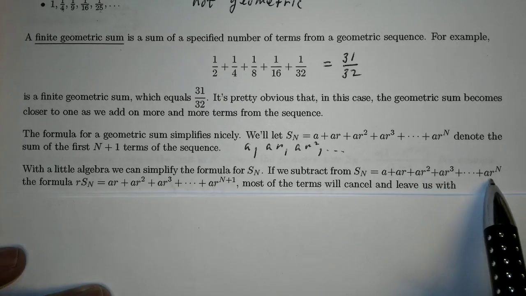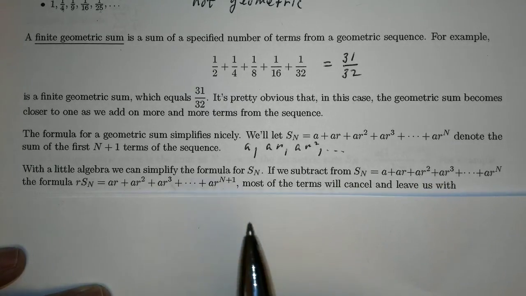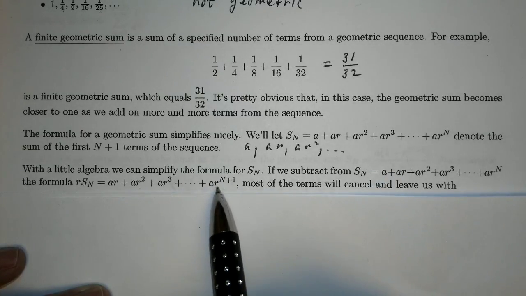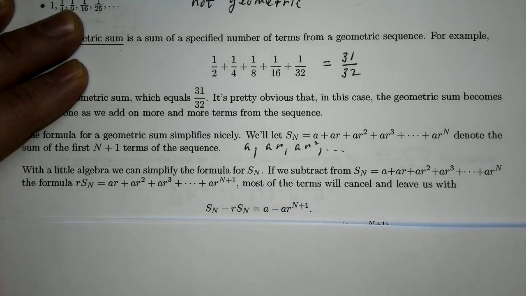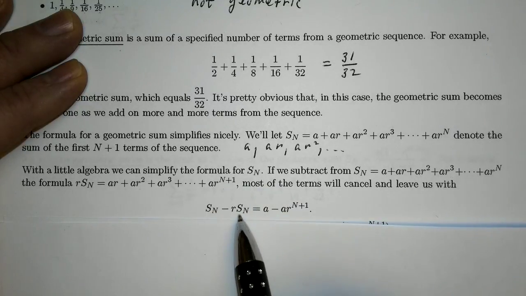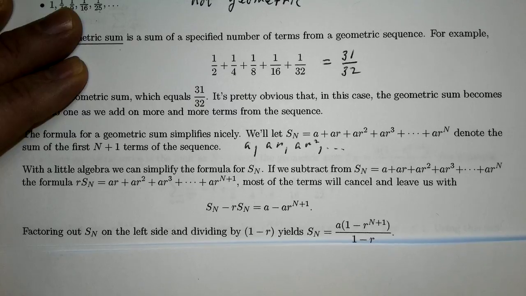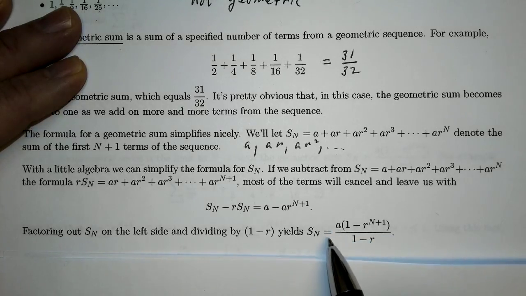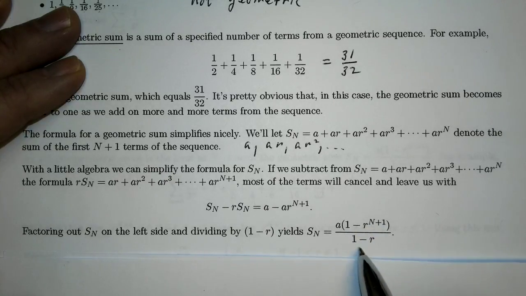So if we take this and subtract R times S sub n, every term is going to cancel except the A and the minus A times R to the n plus 1. And so that leaves us with this. Now what we can do is factor S sub n out on the left side and then divide by 1 minus R, so that gives us S sub n equals A times 1 minus R to the n plus 1 over 1 minus R.